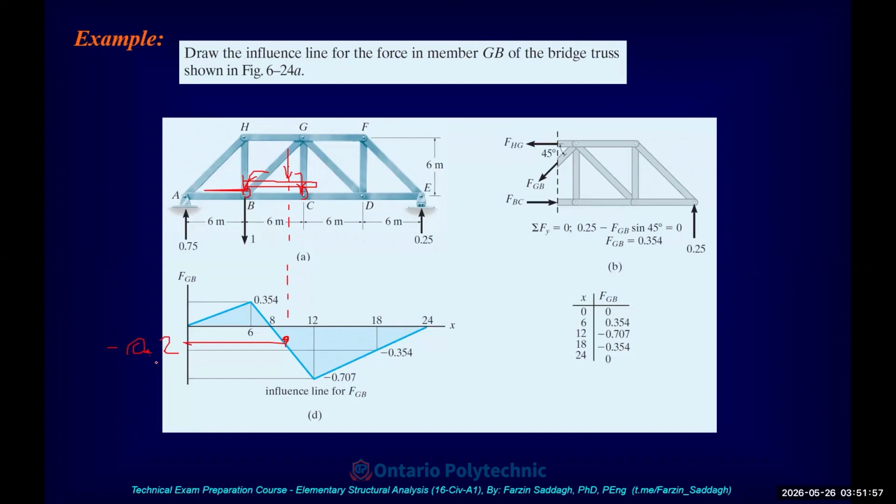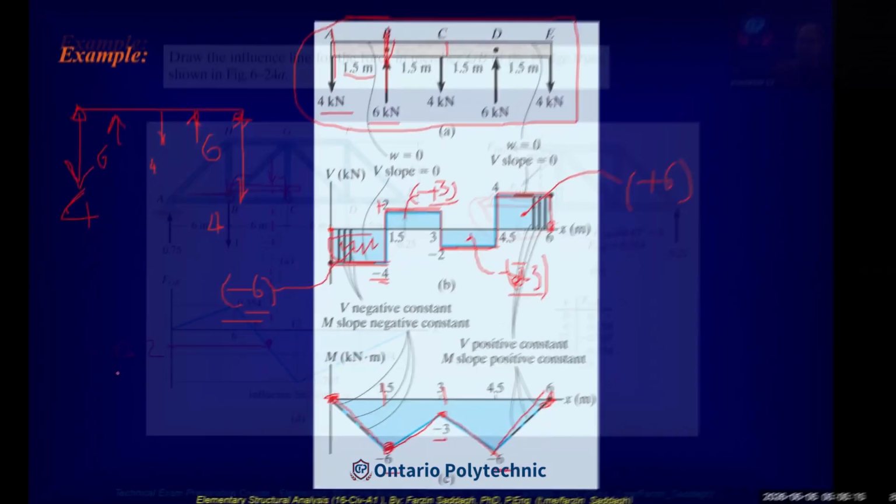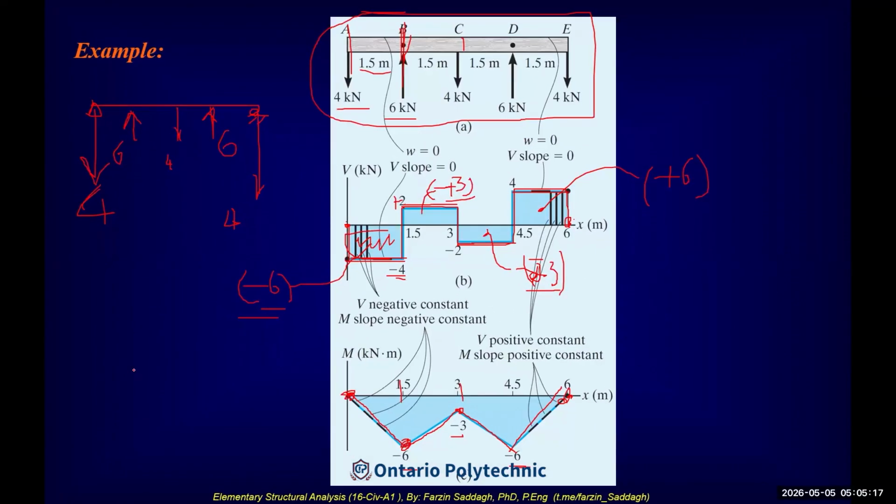Why do you consider FBC as compression? Don't rely on what I captured from the book, but you can always, and I emphasize this, always use tension forces. Then if you get a positive value for tension, you have real tension, and if you get negative, you have compression.